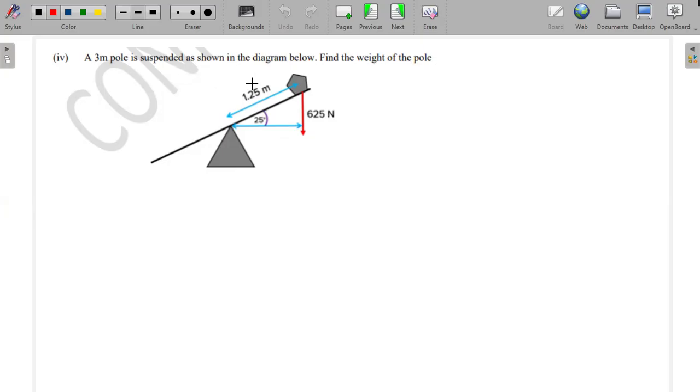And in order for us to be able to calculate the weight of the pole, we're supposed to apply the principle of moments, like this. And one thing that you're going to notice, if you look at this diagram in simple terms, is that this is a suspended system, meaning it is in equilibrium.